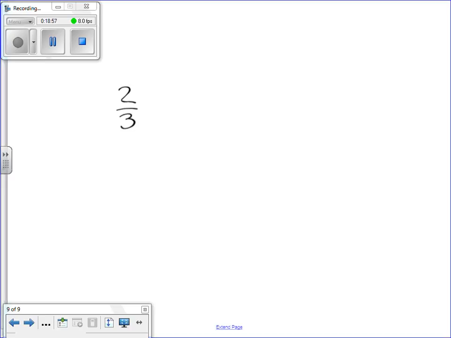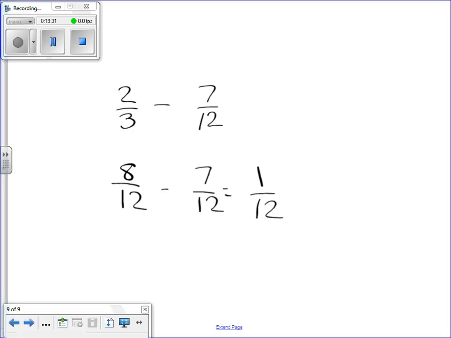2/3 minus 7/12. Common denominator. 12. 36 isn't wrong. 24 isn't wrong. But why change the 12? 12 can go into 12. 12 is better. This one I can leave it alone. So 3 to get to 12 is 4. 2 times 4 is 8. That way I don't have to simplify it. If I do something else, I have to simplify it.